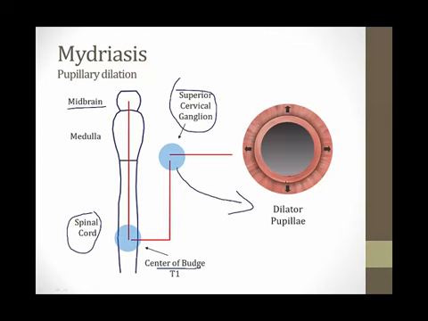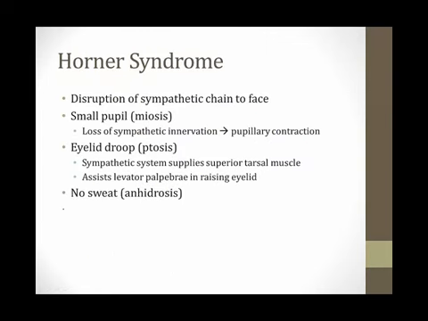dilator pupillae muscle. Because the sympathetic neural pathway is so long and convoluted, it can become easily disrupted in a number of pathologic states. And any time there is disruption of the sympathetic chain to the face, this can result in a characteristic syndrome known as Horner syndrome. Patients who develop Horner syndrome will have a small pupil, which is miosis. This is because they've lost sympathetic innervation to the face, and thus the pupil is contracted.